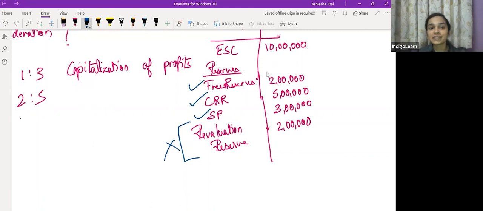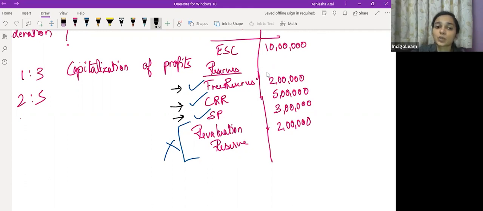So कौन से means हैं कंपनी के पास bonus shares issue करने के लिए? Company can utilize all its free reserves, company can utilize capital redemption reserve, and the company can utilize the amount which is lying in its securities premium account. So these are the sources from which the company can issue bonus shares.